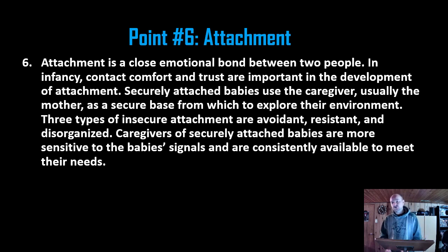Securely attached babies use the caregiver, usually the mother, as a secure base from which to explore their environment. Three types of insecure attachments exist. We call those avoidant, resistant, and disorganized. Again, I'm going kind of fast because we've already taken notes on all this. Caregivers of securely attached babies are more sensitive to the baby's signals and are consistently available to meet their needs.